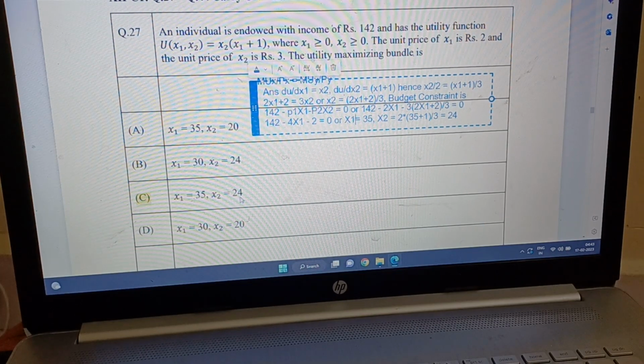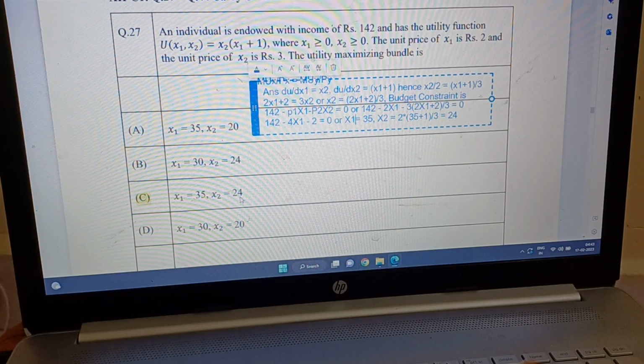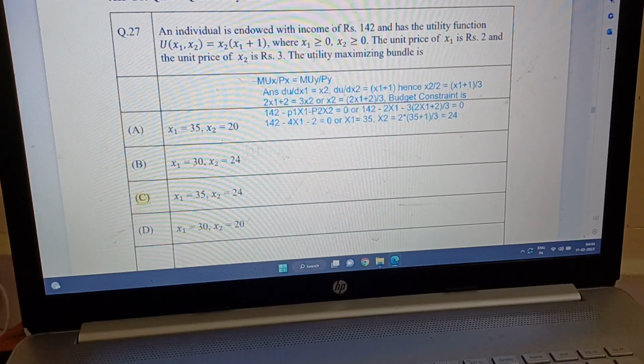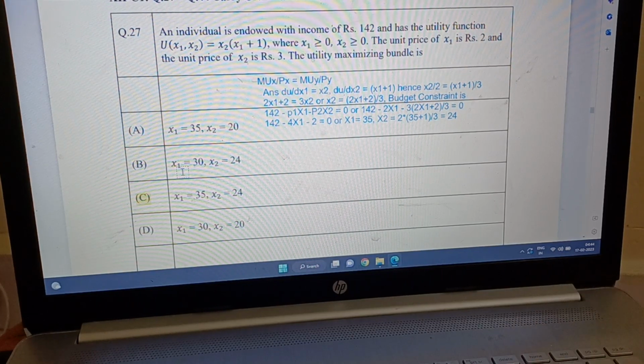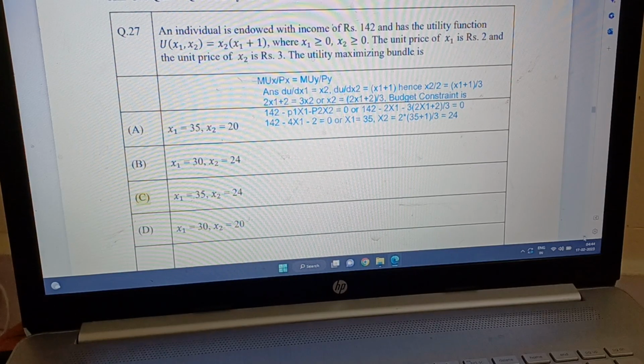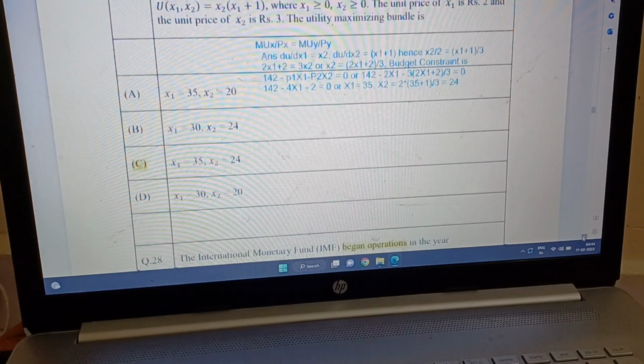I hope you could understand it easily. There is no need for the lengthy process of using Lagrangian and then maximizing. That will take a lot of your time. So I will teach you the shortest method of solving questions.